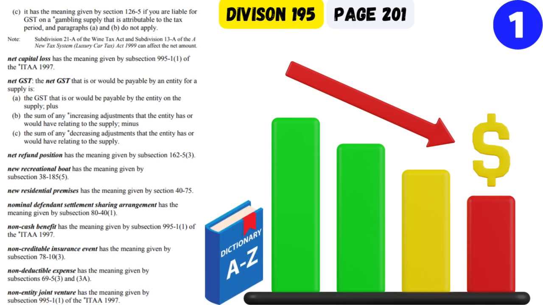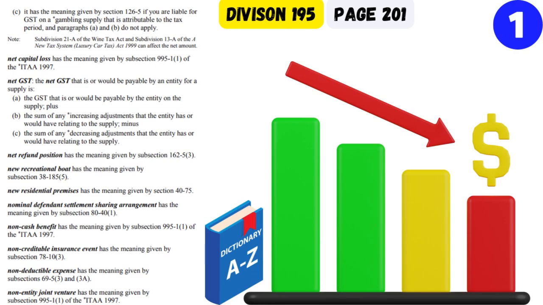Please find on page number 201. Word number 1. Net capital loss. 2. Net GST. 3. Net refund position. 4. New recreational boat. 5. New residential premises. 6. Nominal defendant settlement sharing arrangement. 7. Non-cash benefit. 8. Non-creditable insurance event. 9. Non-deductible expense. 10. Non-entity joint venture.